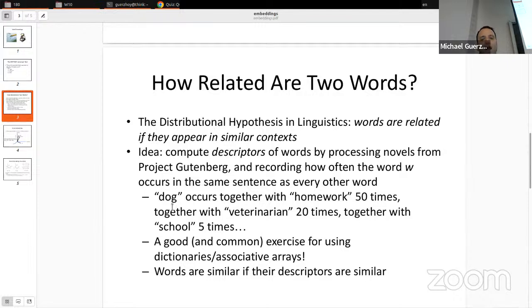Okay, so the way we're going to do it is we're going to say, for each word, for example, dog: how many times does it appear together with homework? How many times does it appear together with veterinarian? How many times does it appear together with school, and so on? It's a good exercise for using dictionaries. It's also a little bit of what GPT does as well. GPT is more sophisticated.